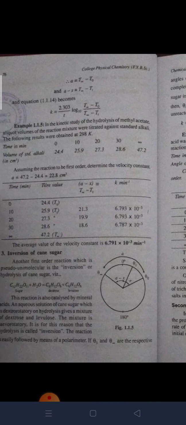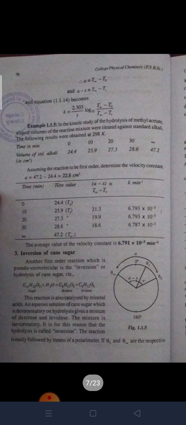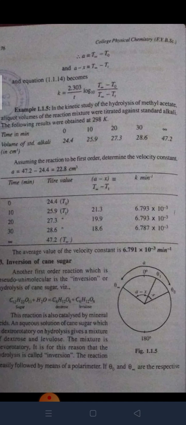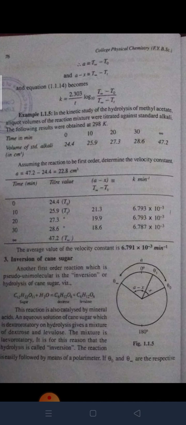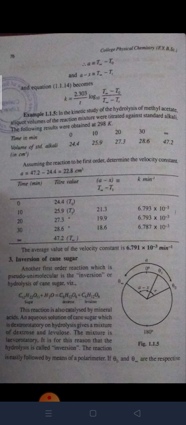Then another one is the inversion of cane sugar. Another first order reaction which is pseudo unimolecular is the inversion, or say hydrolysis, of cane sugar. You know the sugar? Yes, sucrose is there, that is C12H22O11 plus water. It will produce the products. Here the mineral acid is also required.